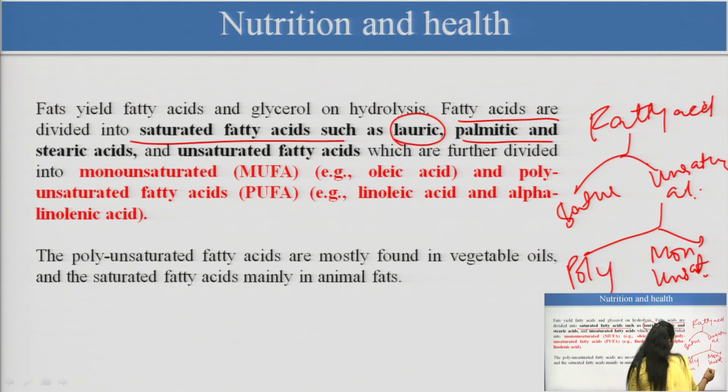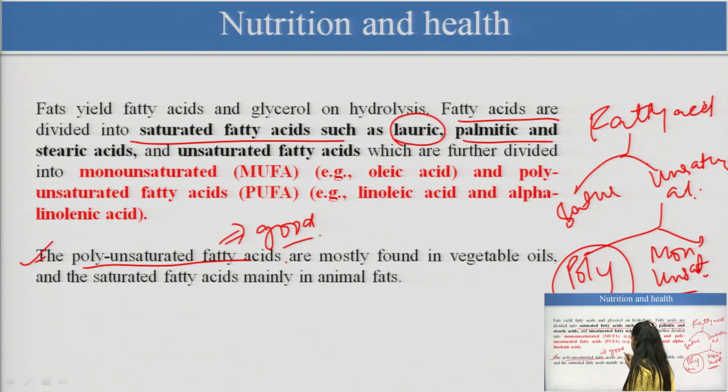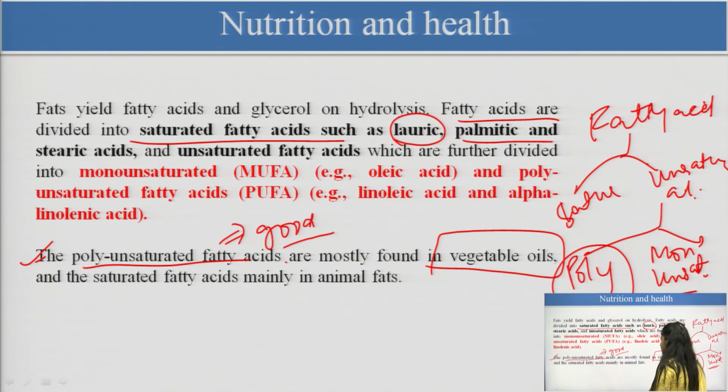Means in monounsaturated fatty acids, of course, there are double bonds or triple bonds at just one place, whereas in polyunsaturated fatty acids you will find many double or triple bonds, okay. Now, there is one point: the polyunsaturated fatty acids, we will say they are good for the body, okay. Polyunsaturated fatty acids are mostly found in vegetable oils, and saturated fatty acids are found in animal fats, okay. So, saturated are animal fats, and unsaturated are vegetable.